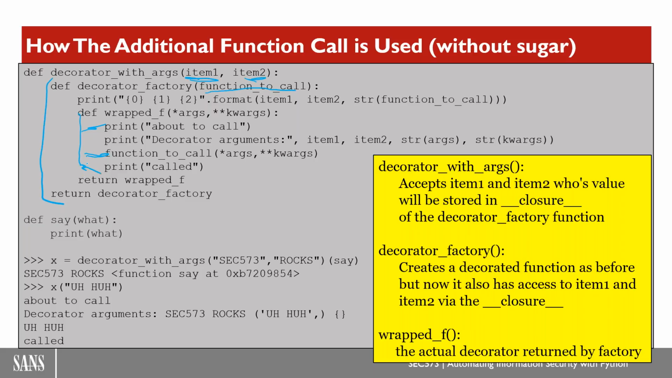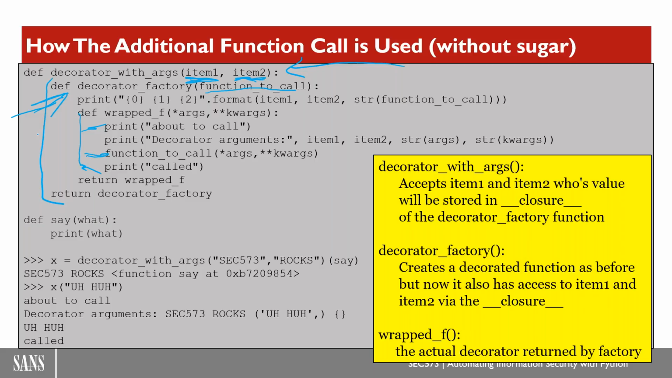So it's the exact same thing we looked at before, but now we've got another level of functions that are wrapping it up. And the whole purpose of this outer function here is to collect up these variables, item 1 and item 2, and hold them inside of the closure that is associated with the function that's being this decorator factory function.